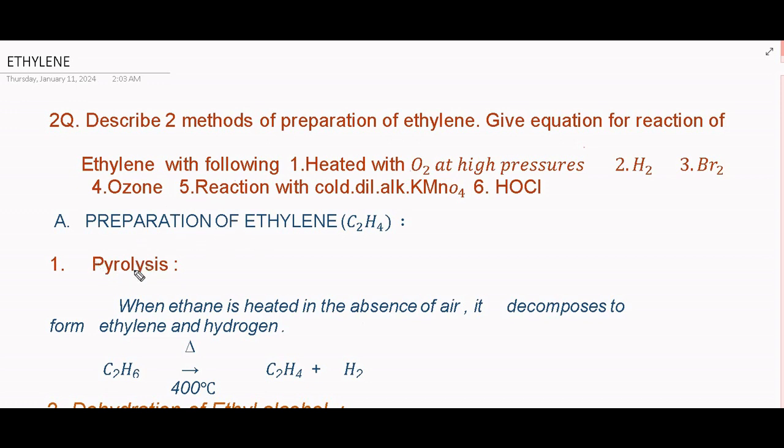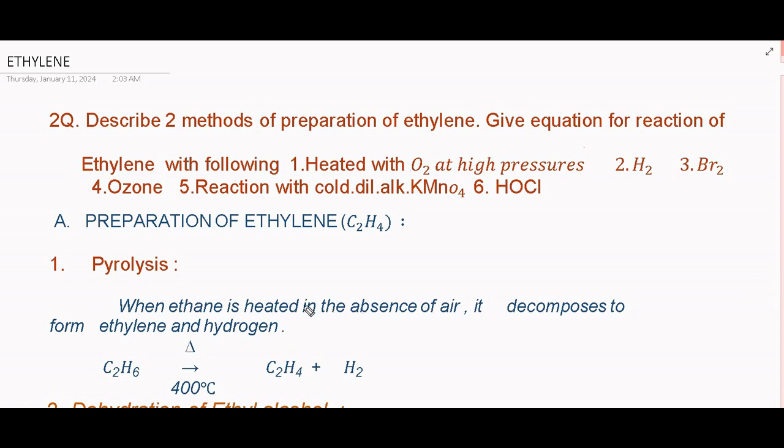So the first preparation method is pyrolysis. What is the meaning of pyrolysis? Pyrolysis means when a reaction takes place in the absence of air, we call it pyrolysis.